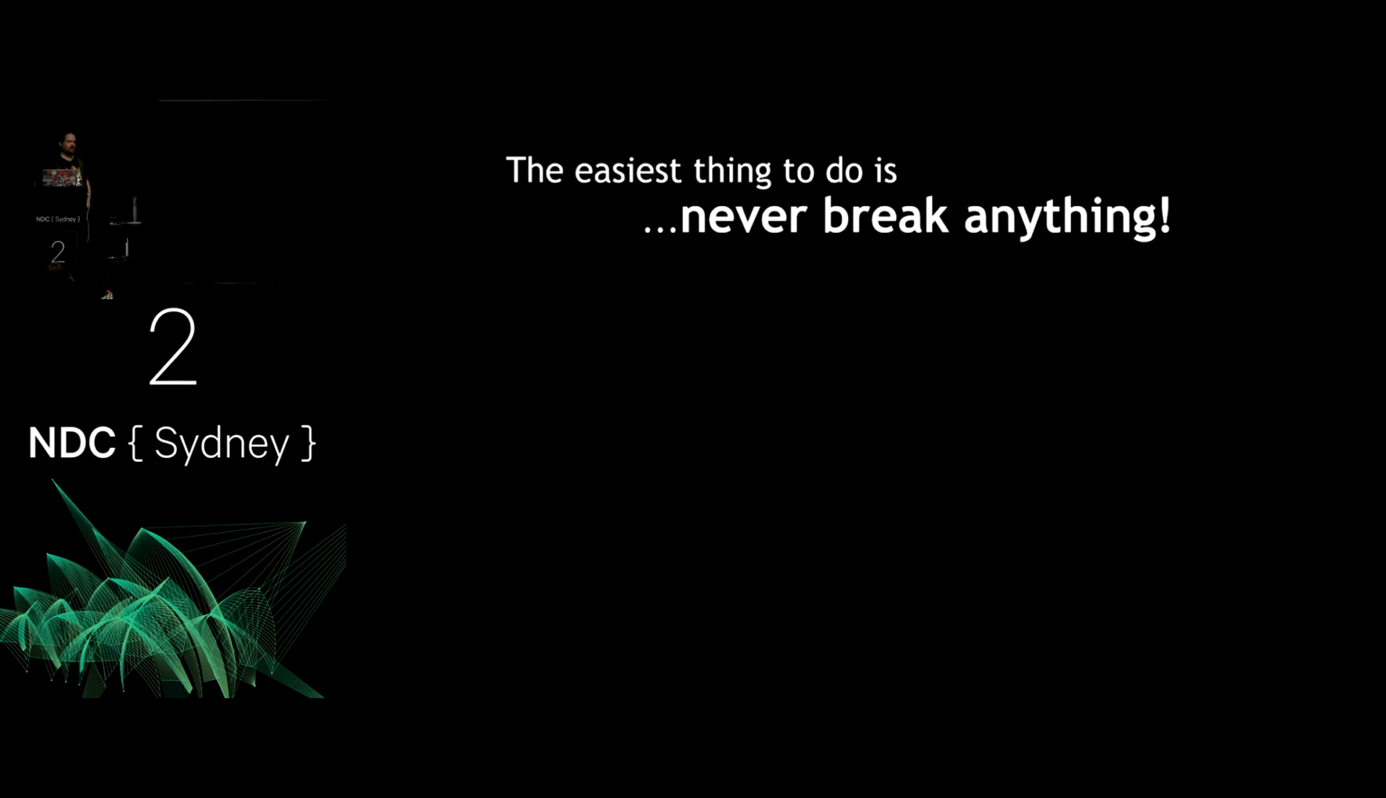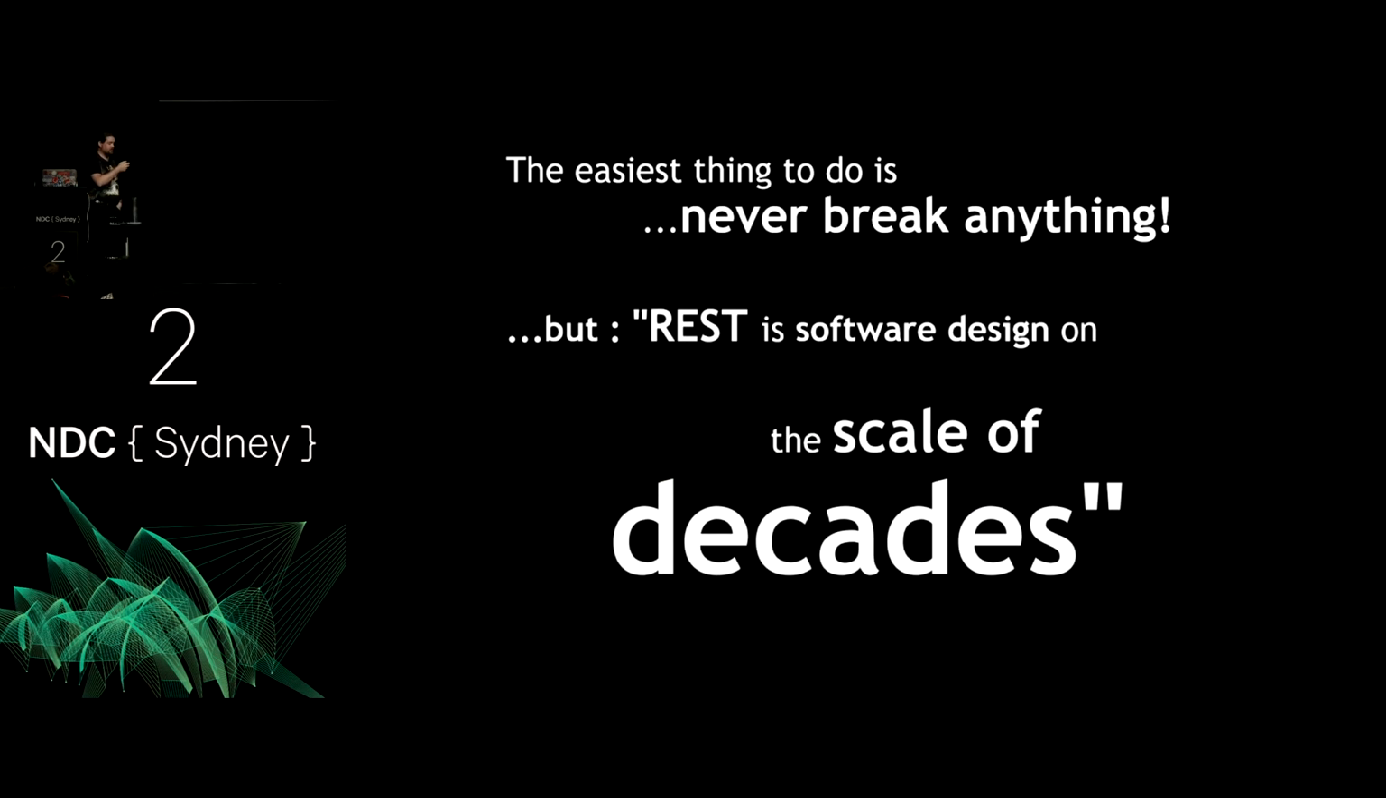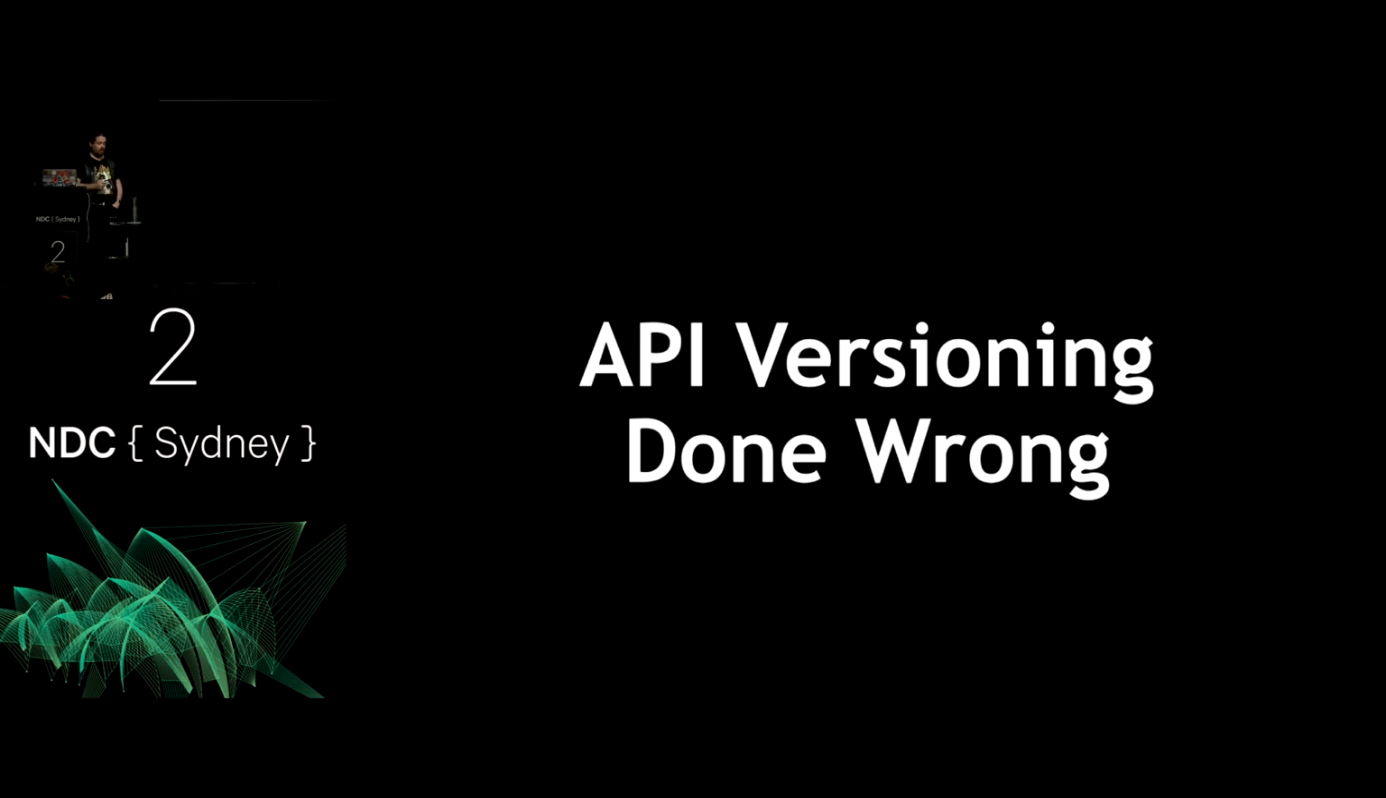Easiest thing to do is never break anything. Just get it all right first time. So have a big design meeting and write down all the answers for the next 20 years, because REST is software design on a scale of decades. You might be able to get away with not breaking anything for a couple of months, but seriously, if you're building systems that are going to run for any serious length of time, things are going to change. And there are solutions to this. And the interesting thing there is, how do you decide which solution to adopt? Because they are all wrong.